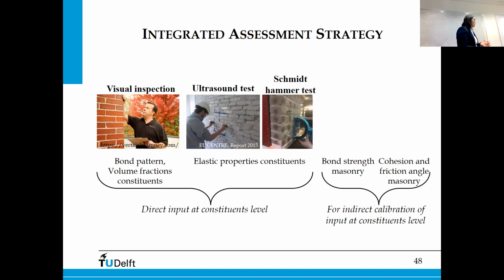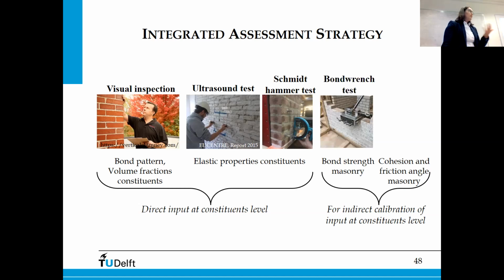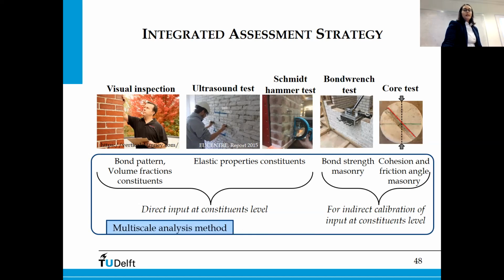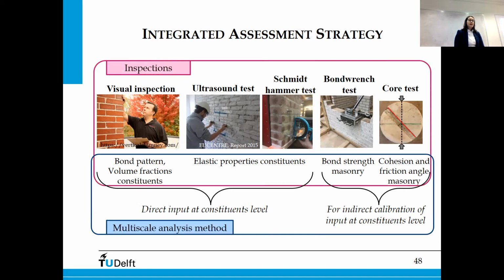The elastic properties of the constituents we can try to obtain with some non-destructive test, or minor destructive test if that can be applied. We can do a bond wrench test to obtain bond properties also on site, and use the core testing method or the shove test method to obtain some shear properties. So in turn, we can have a model that has all the input parameters that can be determined on site with a reasonable non-invasive or minor invasive technique.